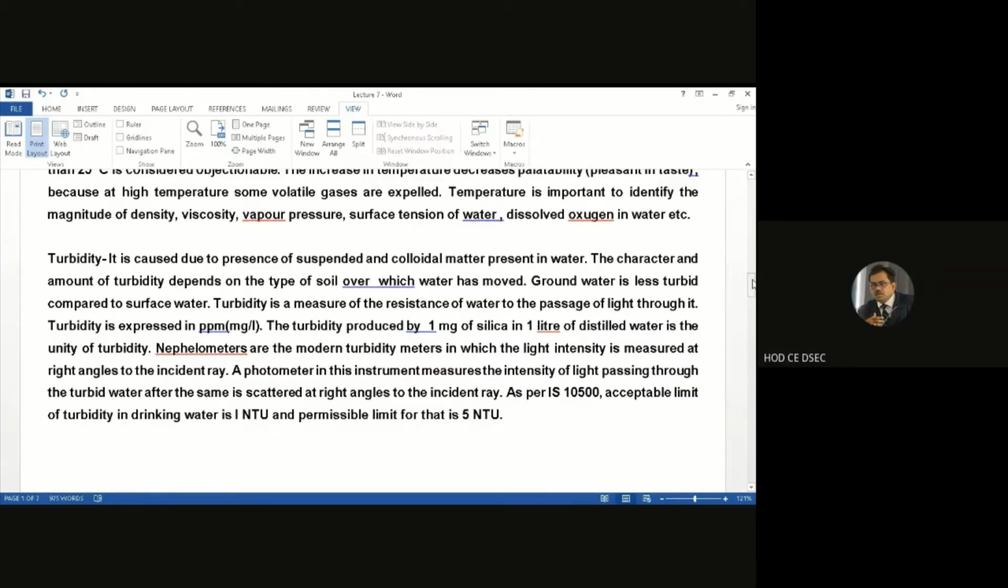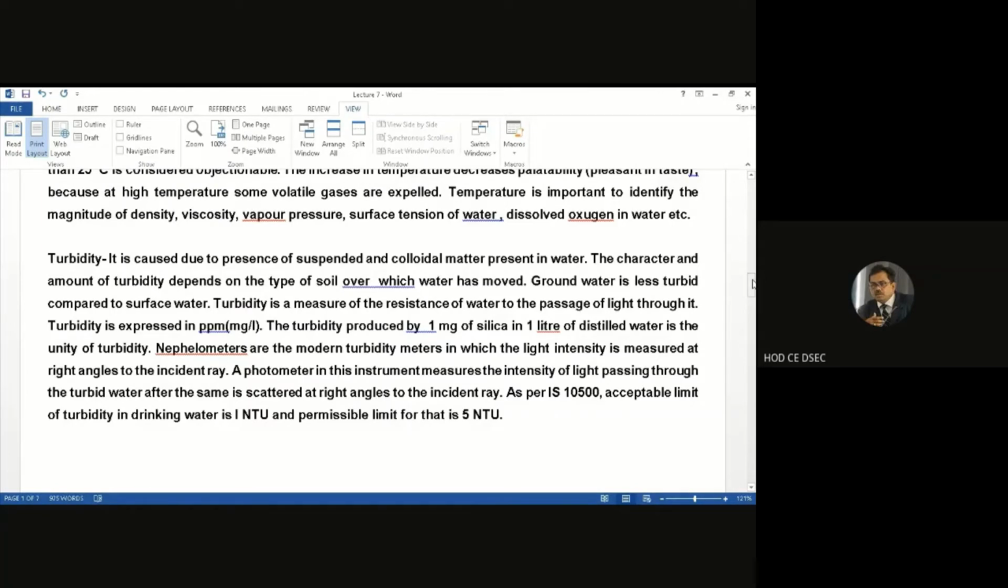As per IS 10500, the acceptable limit of turbidity in drinking water is 1 NTU, and the permissible limit is 5 NTU. I am highlighting the same. What is the permissible limit of 5 NTU? 5 NTU is the permissible limit of turbidity of water for drinking purposes when there is no alternative source of water. If there is an alternative source of water, then you have to stick with 1 NTU, that is the 1 nephelometric turbidity unit.